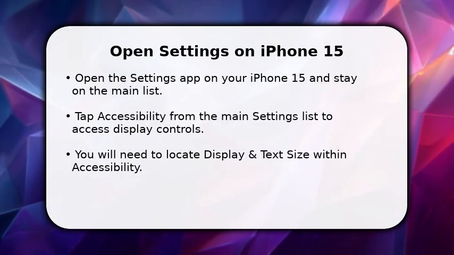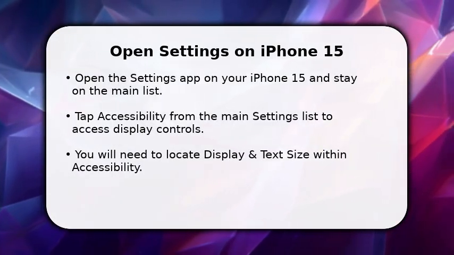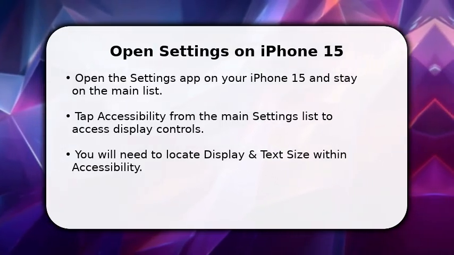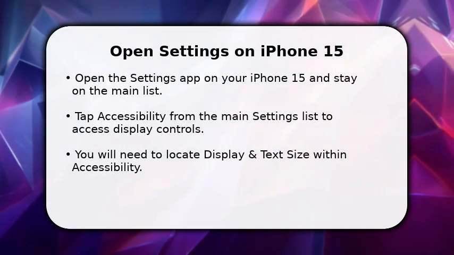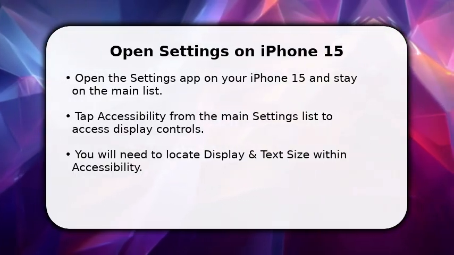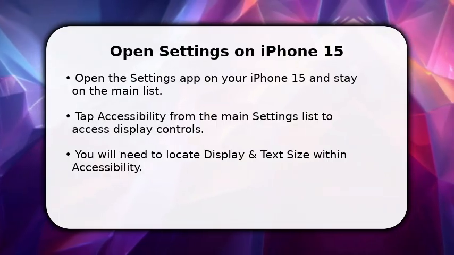Open the Settings app on your iPhone 15 and stay on the main list. Scroll down until you see Accessibility and tap it to open. Inside Accessibility, you will find many options for vision and display. Look for Display and Text Size and tap to enter that submenu.